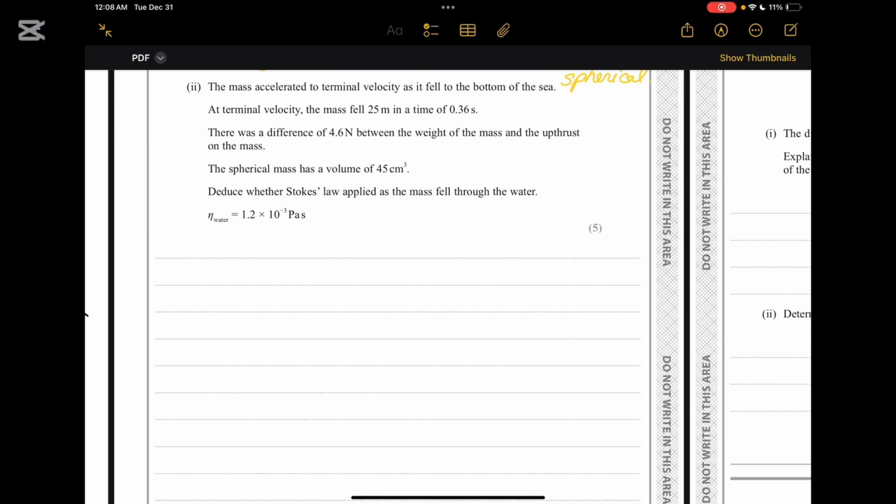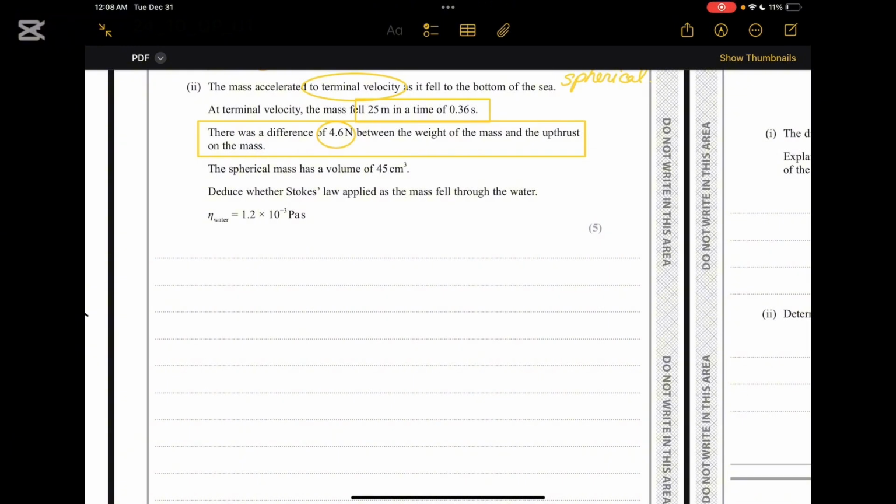And the point B, they have said the mass accelerated to terminal velocity as it fell to the bottom of the sea. Okay, a mass is reaching terminal velocity as it is falling to the bottom of the sea. At terminal velocity, the mass was 25 meter in 0.3 seconds. Okay, there was a difference of 4.6 Newton between the weight of the mass and the upthrust on the mass. Okay, so they have said there's a difference of 4.6 Newton between weight and upthrust.